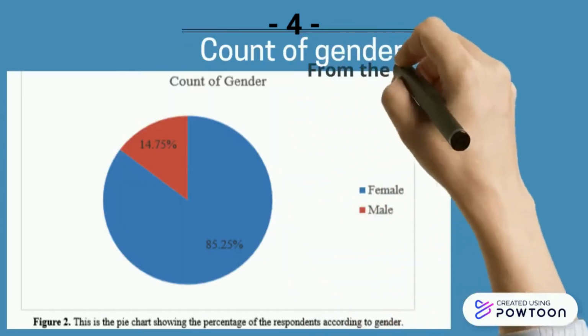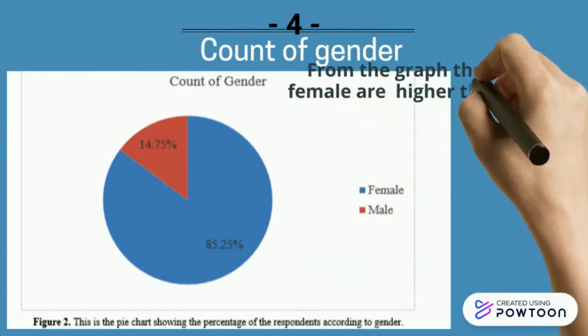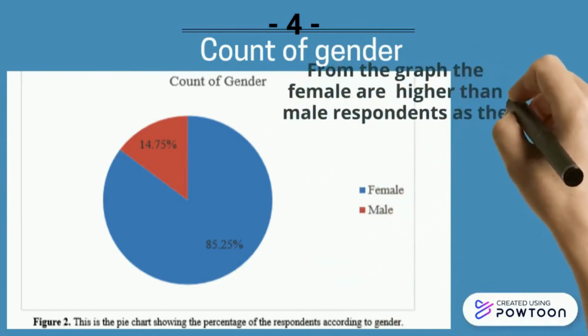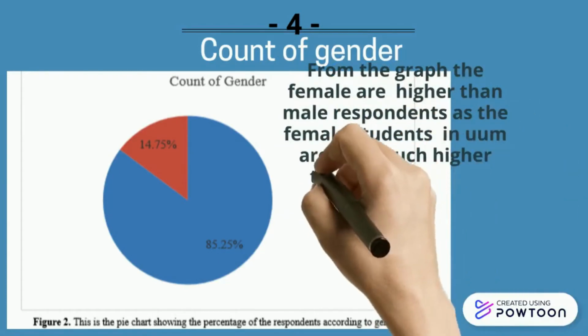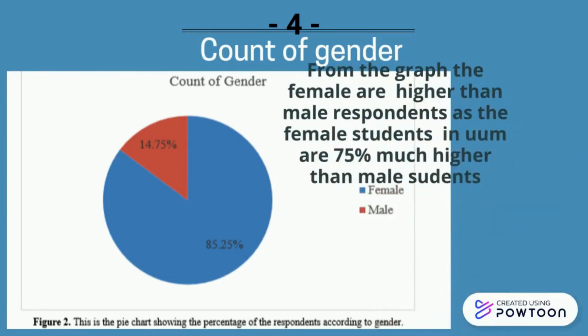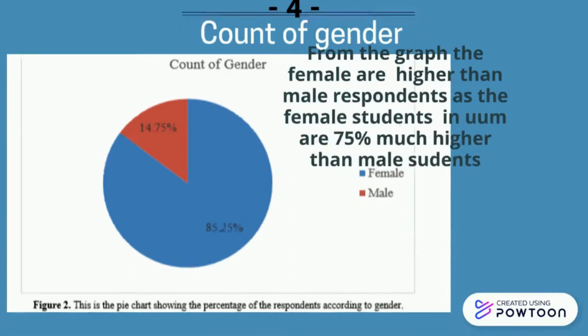From the graph count of gender, we know that the female respondents are higher than the male respondents, as the female students in UUM are 75%, much higher than the male students.